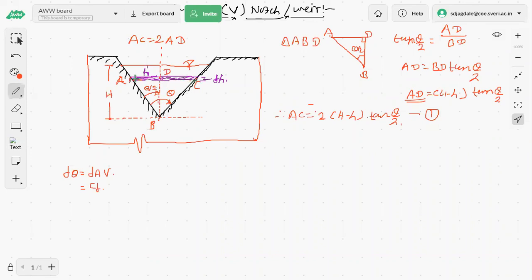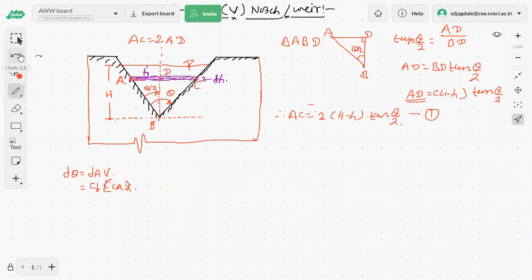So for area of this elemental strip, it is looking like a rectangle. बरोबर आहे की नाही? बघा इथं बघा जरा. ही elemental strip I am considering. For this small elemental strip, its height is dh and its length is AC. AC will be the length. So AC into dh will give us the area of this elemental strip. So theoretical discharge will become dQ is equals to Cd into area as CA. Okay, area as CA into the dh.